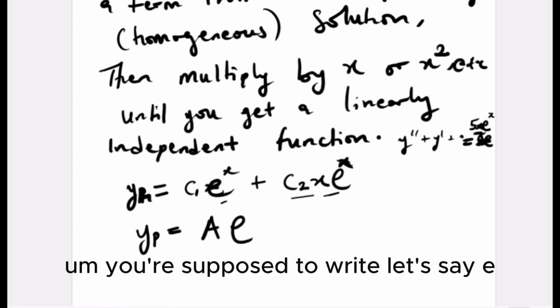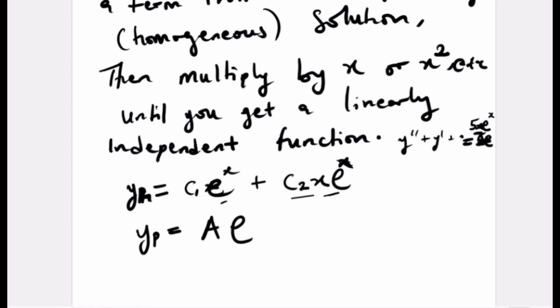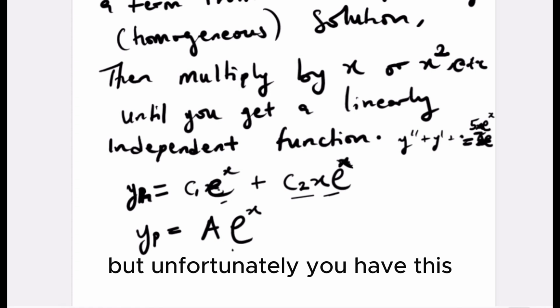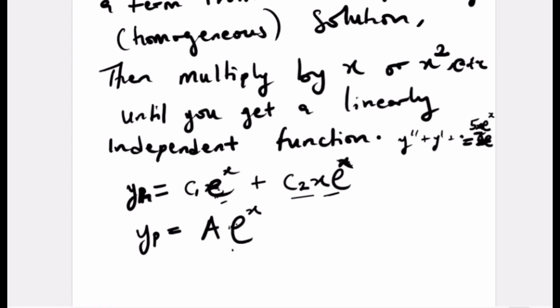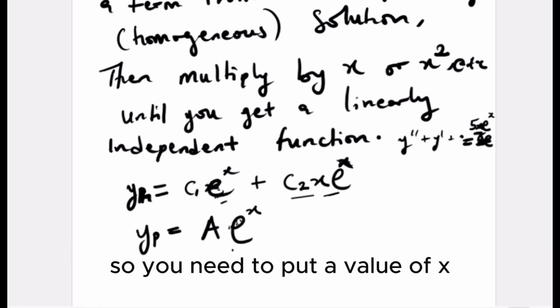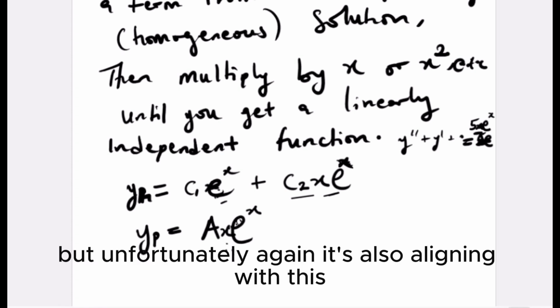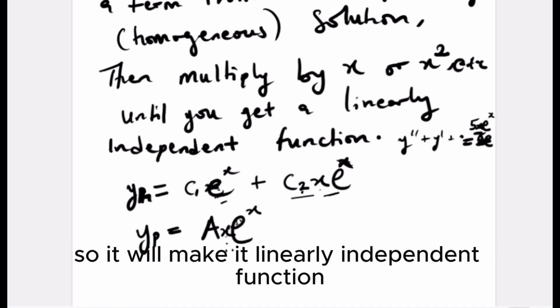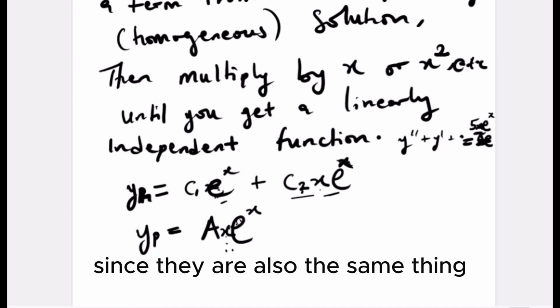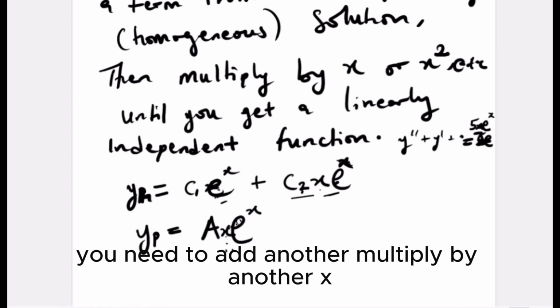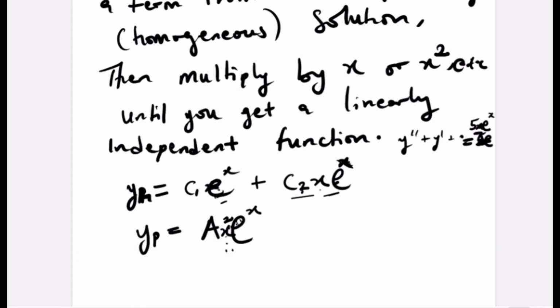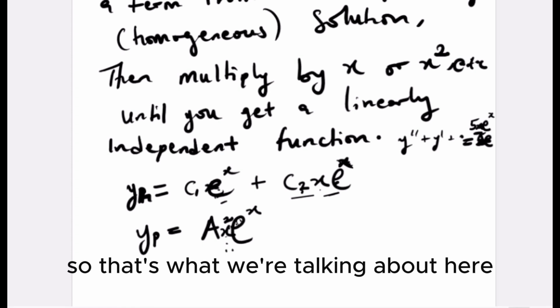You're supposed to write e raised to power x, but unfortunately you have this that is almost the same thing as this. You understand? So you have almost the same coefficient. So you need to multiply by a value of x. But unfortunately, again, it's also aligning with this, so it will not be linearly independent. Since they're also the same thing, you need to multiply by another x, which is x squared. Then this will be your particular solution. So that's what we're talking about here.